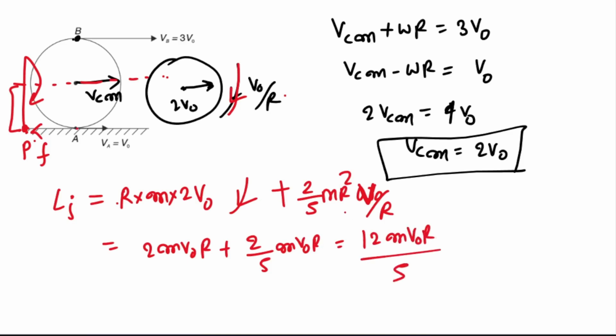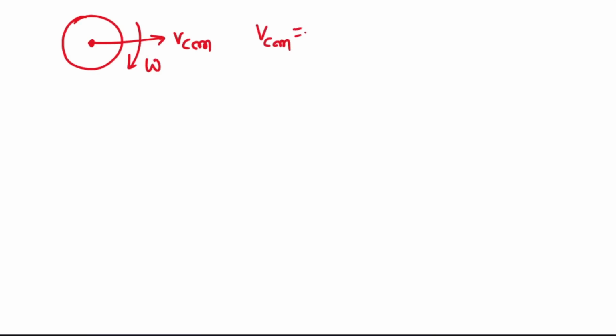And when it has started pure rolling, let this be VCM and let its angular velocity be omega. Then VCM will be equal to omega r, because in pure rolling this point will have zero velocity. So whatever velocity it has because of translation, the velocity because of rotation will be the same. So VCM is equal to omega r.